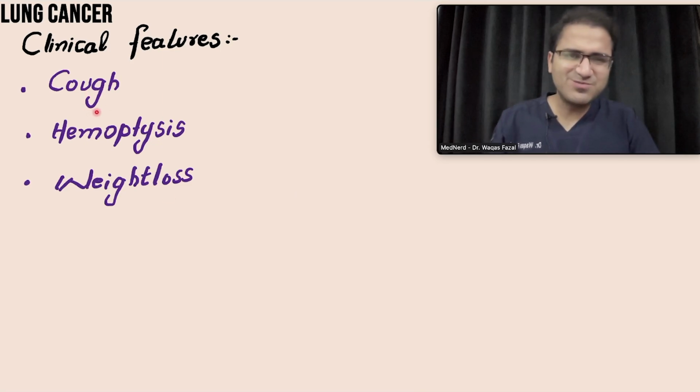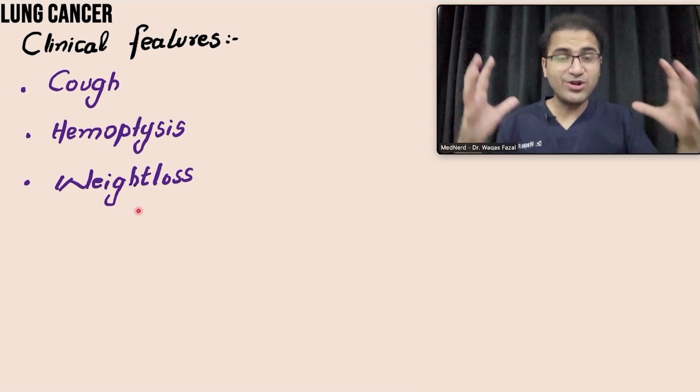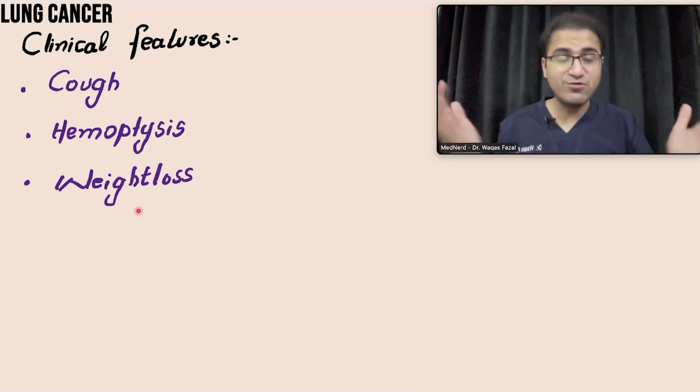Now coming to the clinical presentation of lung cancer, it will be very simple and easy for you to remember the presentation of lung cancer. The classical presentation, the patient would be having cough, patient would be having history of smoking, patient will be having hemoptysis, episodes of blood in the sputum, and there will be significant weight loss because there is a tumor growing in the body and that tumor is taking all the nutrition from the body.